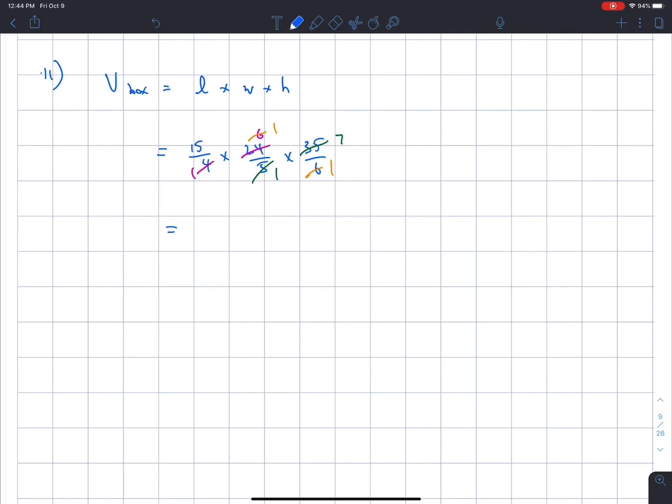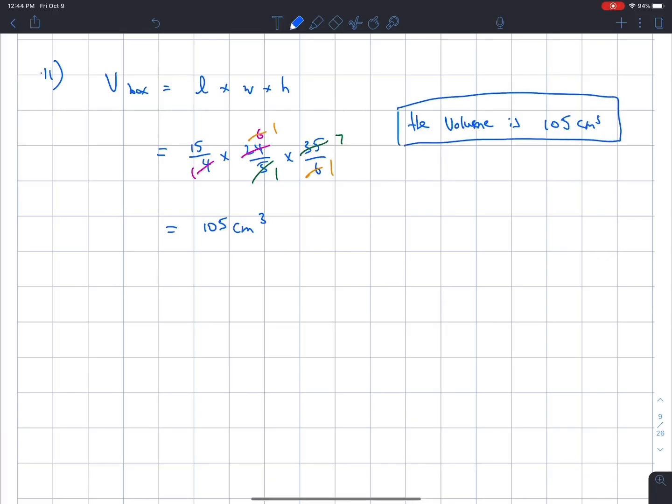15 times 7 is 105, and the denominator is just 1. So this will be 105 centimeter cube. The volume is 105 cubic centimeter. So volume is always in cubic units. That's why we have this little 3 here. And it's in centimeter because the width, the length, and the height are all in centimeter.